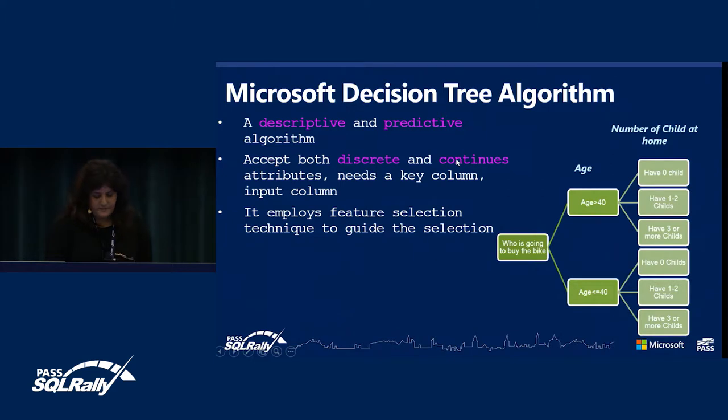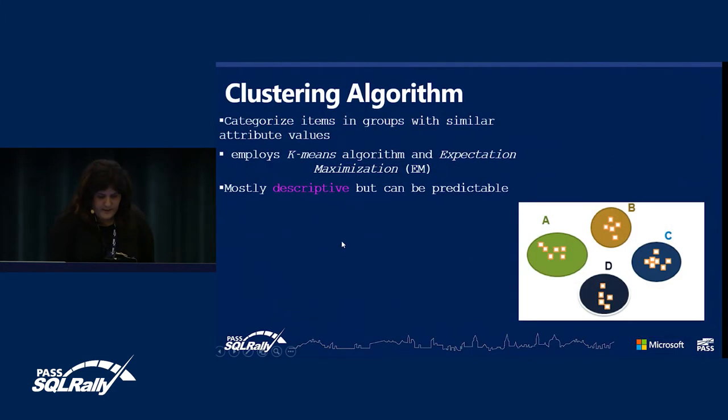Okay, the next one is a clustering algorithm. The name is obvious, it's going to cluster the data based on some specification. It gathers the people, the data that are similar, together in one cluster. So it's mostly descriptive. It helps you to provide a good description of the data. It uses the k-means algorithm that's based on mathematical things, but you can also use it for prediction.